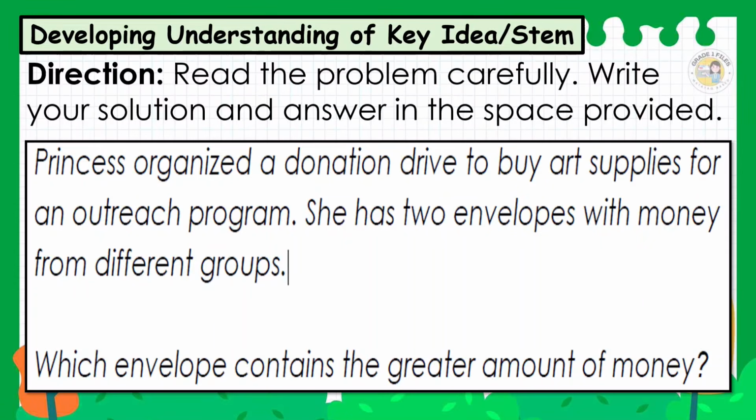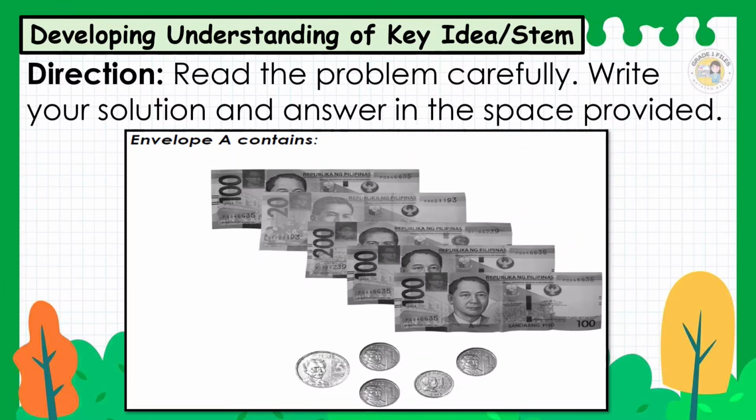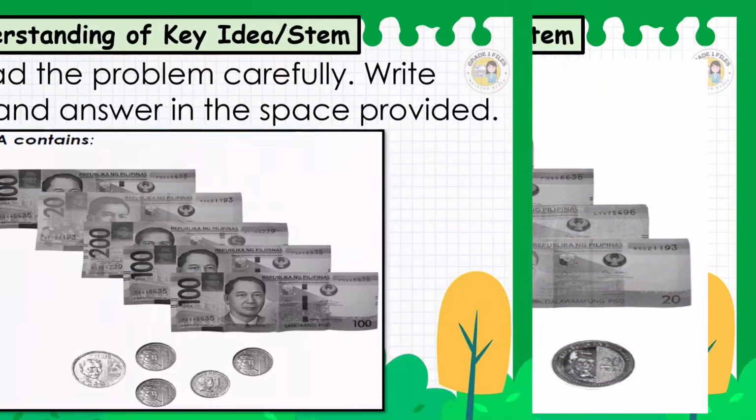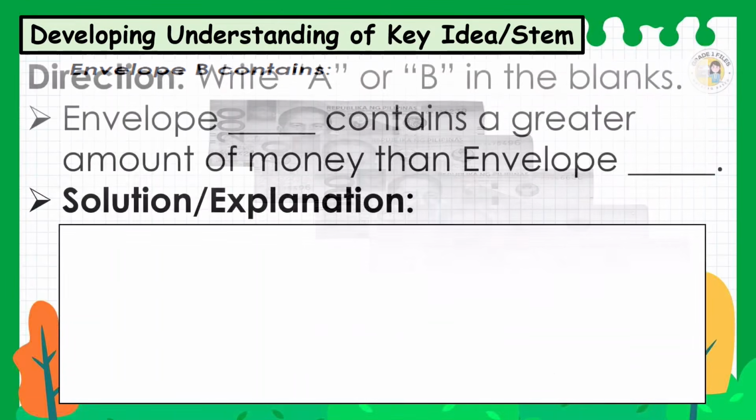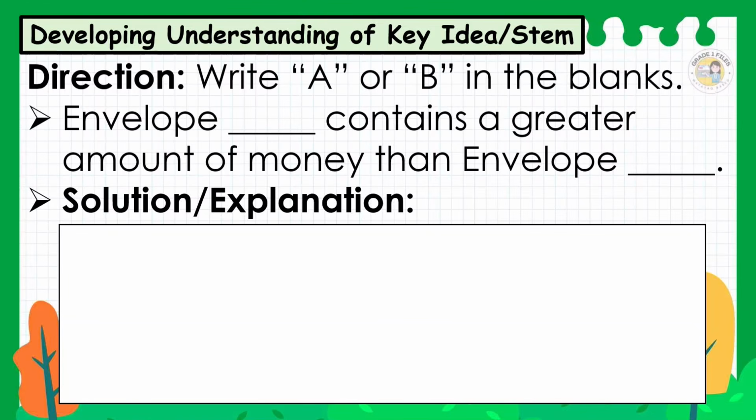Read the problem carefully. Write your solution and answer in the space provided. Princess organized a donation drive to buy art supplies for an outreach program. She has 2 envelopes with money from different groups. Which envelope contains the greater amount of money? Write A or B in the blanks.